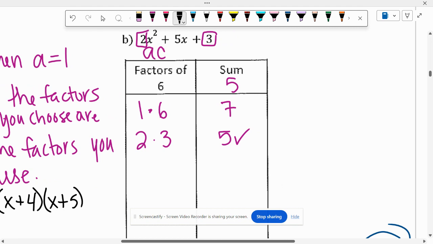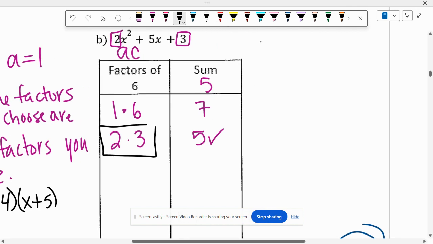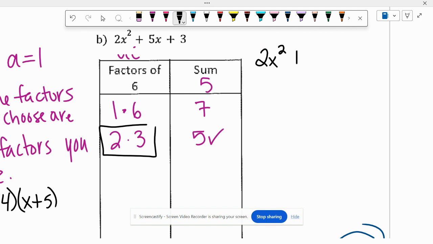Okay. So now we're going to take these two numbers. Think about step number 2. You're going to take the two numbers that you use to add up to B and you're going to split the middle. So we're going to rewrite our quadratic or our trinomial. Instead of writing it as 2x squared plus 5x plus 3, I'm going to rewrite this so it has 4 terms so I can group it together. So I'm going to rewrite it as 2x squared plus 2x plus 3x, and my last term is plus 3.